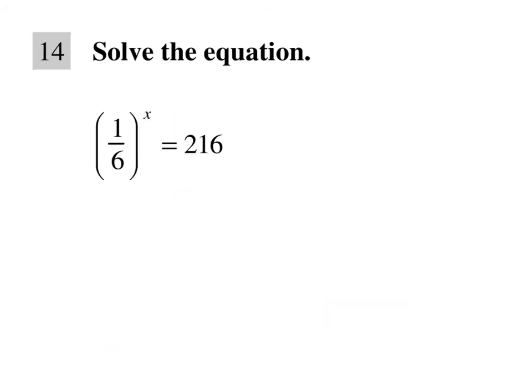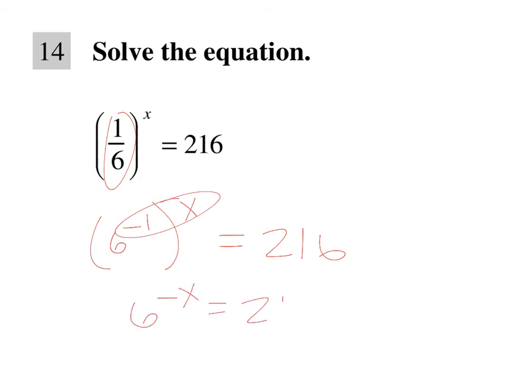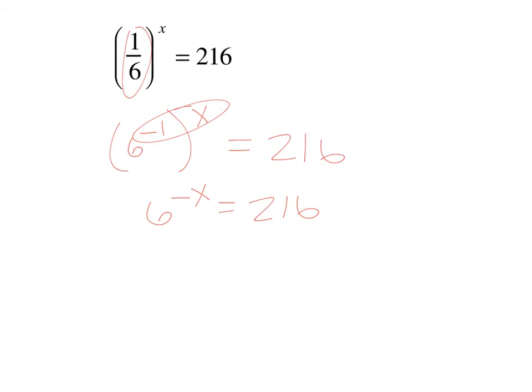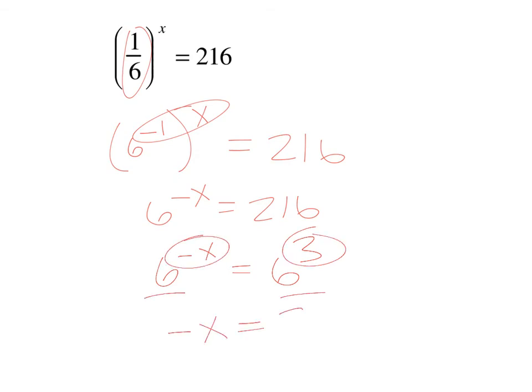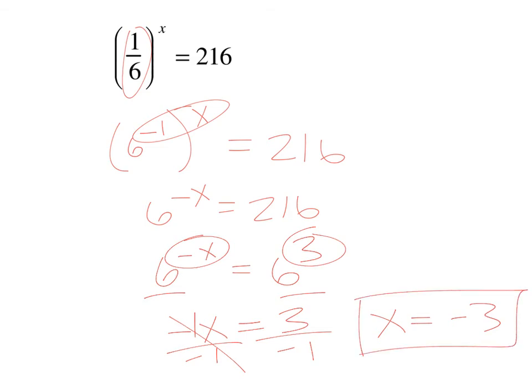Solve the equation. Okay, have to apply a bit of your exponent knowledge here. I'm going to rewrite this using negative exponents. All right, so essentially I'm going backwards. And then I multiply these here, so I have 6 to the negative x equals 216. And now I could rewrite 216 as a power of 6. That's 6 to the third power. So now since I have the same base, I can set the powers equal to each other. Negative x equals 3. So I divide by negative 1, and x is equal to negative 3. Simple as that. Done.